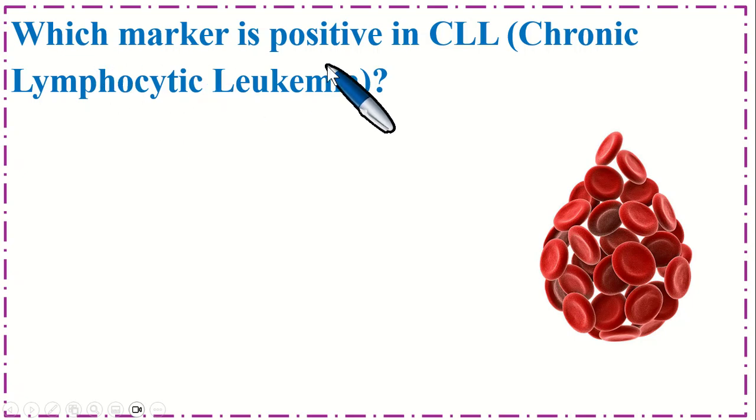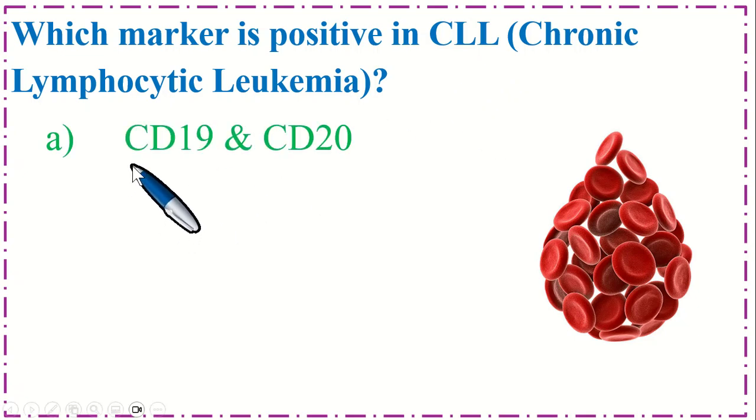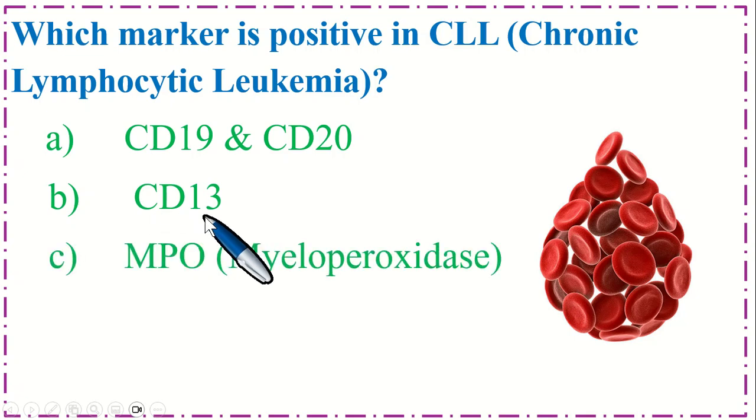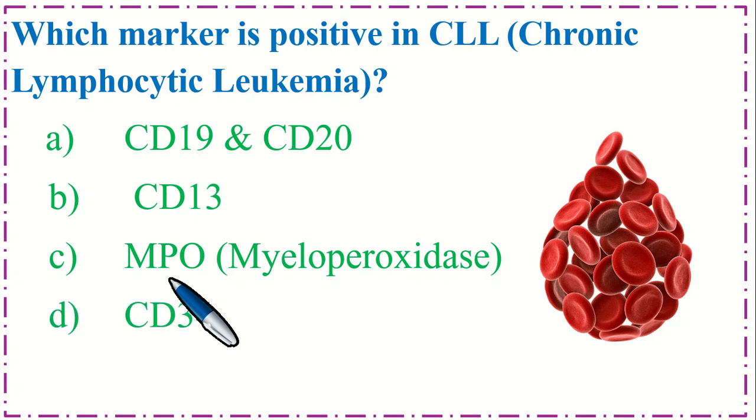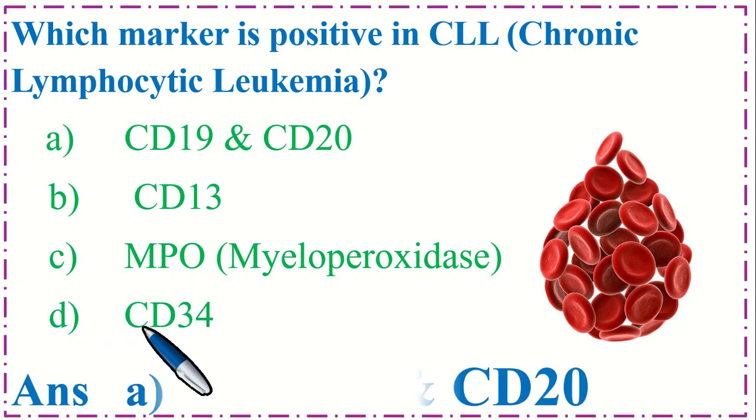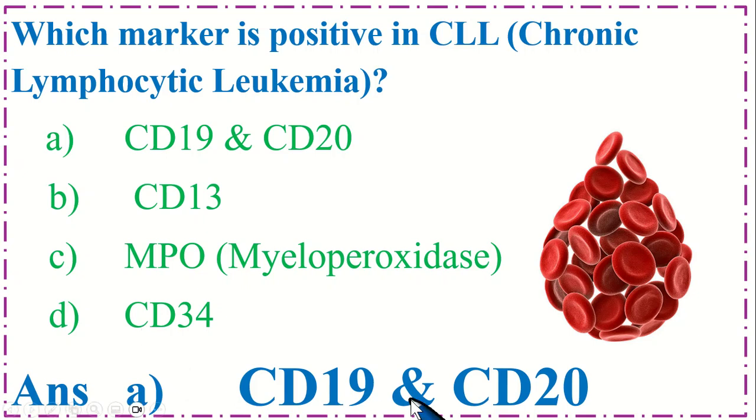Which marker is positive in CLL, chronic lymphocytic leukemia? Option A, CD19 and CD20. Option B, CD13. Option C, MPO, myeloperoxidase. And option D, CD34. So the correct option is A, CD19 and CD20.